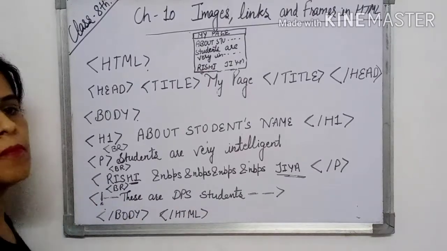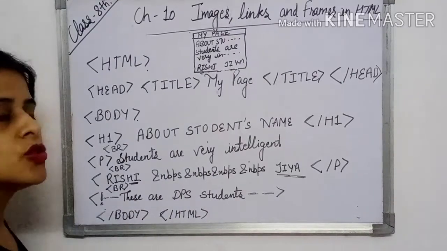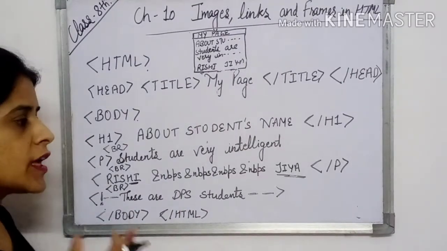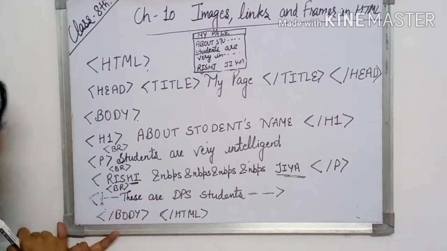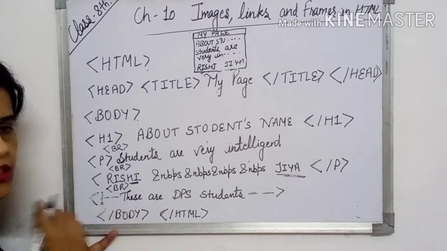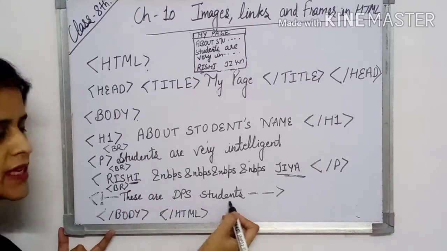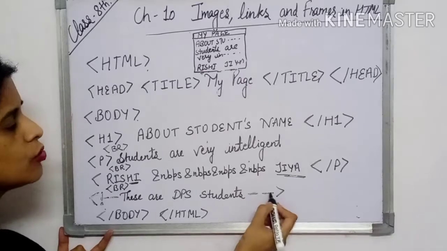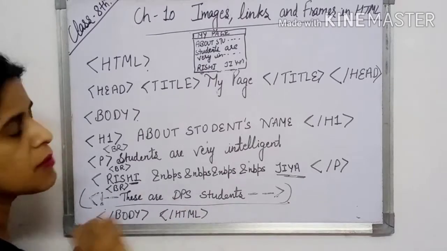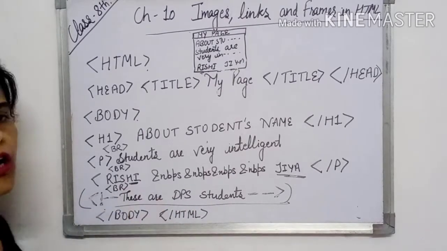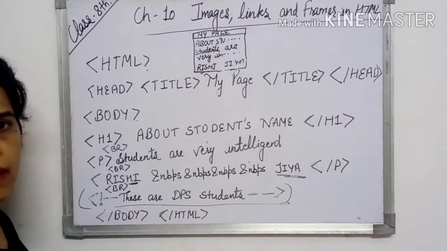If I do not want to present some line, or show it on my web page, then we write it in a comment. And how do we write a comment in HTML? The tag is started, then the sign of exclamation, then dash, then dash. It means the comment has been started. Then you have written these are DPS students. At last you have written again 2 dashes and the tag is closed. It means this whole line will not be included in your web page. Now after that body is ending and HTML is finished.